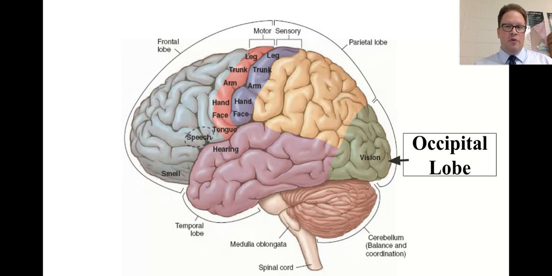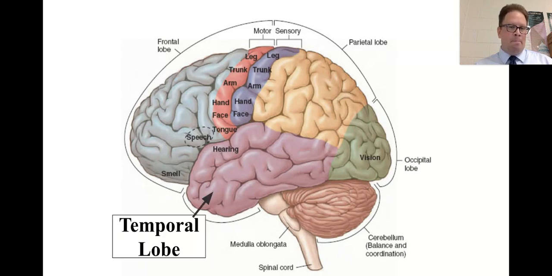Now, the temporal lobes, these are the cortical areas that produce sounds, including speech, that are believed to be involved in storing long-term memories, as the temporal lobes are located just above the hippocampus that are involved in forming memories.